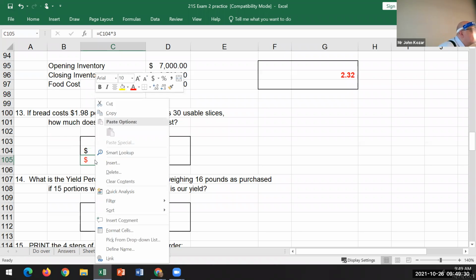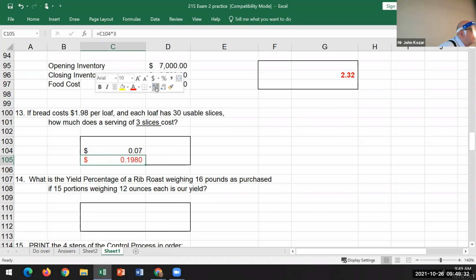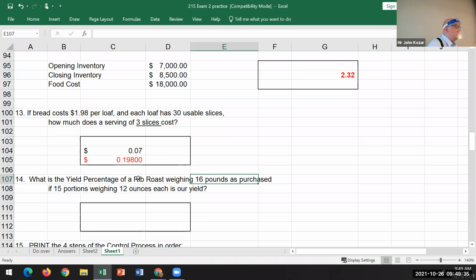Okay. That's what it would come out to, but since we're looking for dollars and cents, we rounded to 2 decimal points.